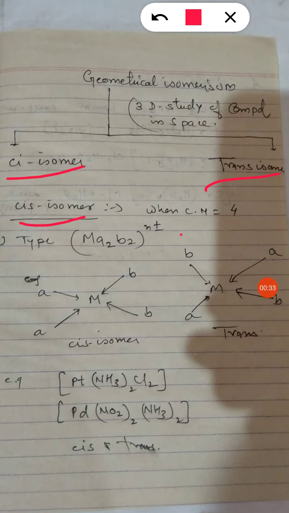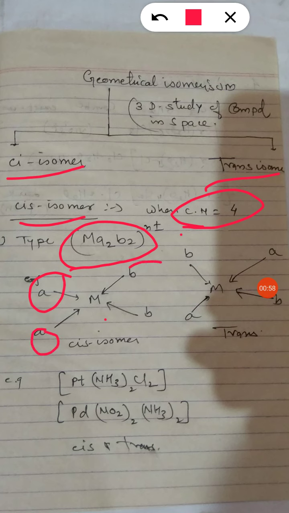Here, in the cis form, the coordination number is 4, and we will discuss different examples, like Ma2B2 type. Ma2B2 type means there are 4 ligands, so we will discuss only 4 ligands in case of cis isomerism. Ma2B2 can be represented here. The two A are on the same side, the two B are on the same side. That is said to be cis isomerism.